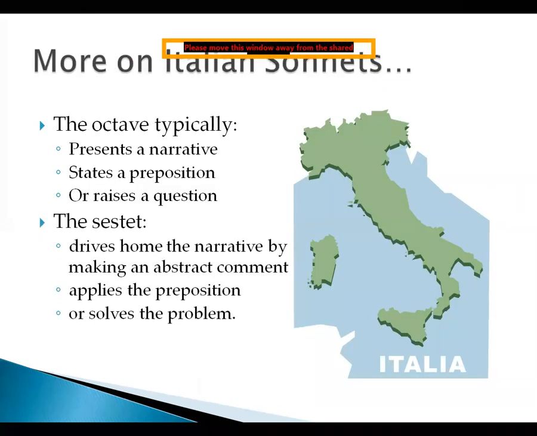Now, the octave basically presents a narration, some kind of detail is there, and it states a proposition, some idea or some problem is stated, or it raises a question. Whereas the sestet drives home the narrative by making an abstract comment. So if it's a narration, then there is a final comment in the sestet. If it states a proposition, if there is any problem and if any idea is presented, then the sestet implies the proposition. If there is a question in the octave, then the problem or the question is answered or resolved in the sestet.